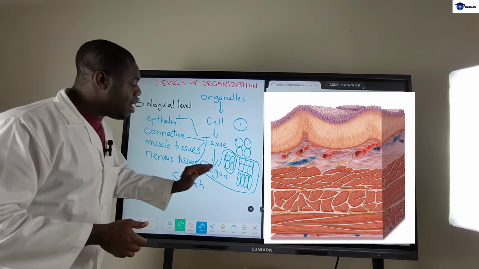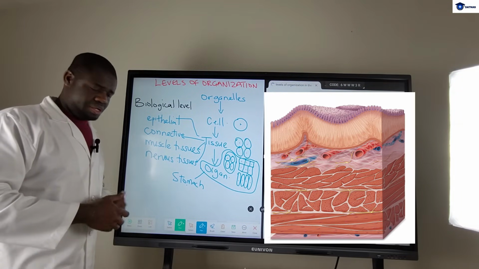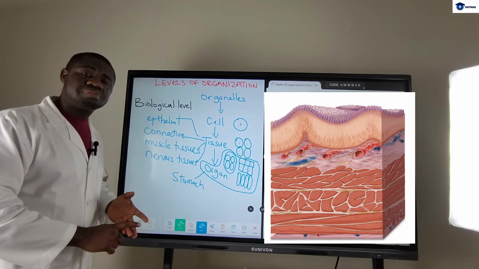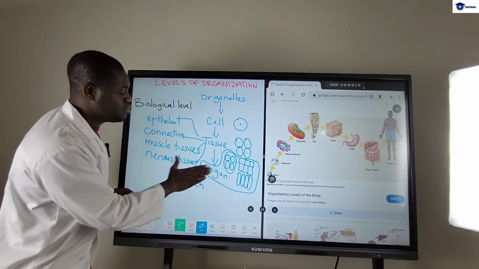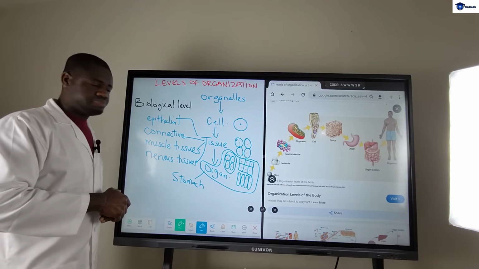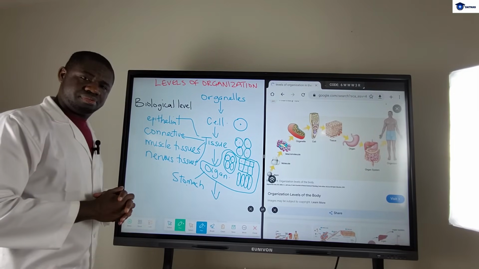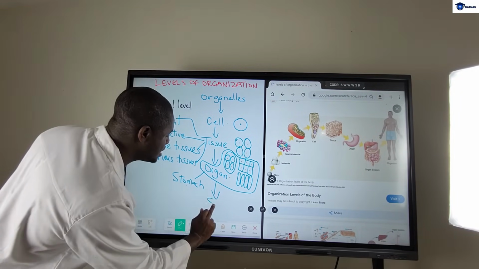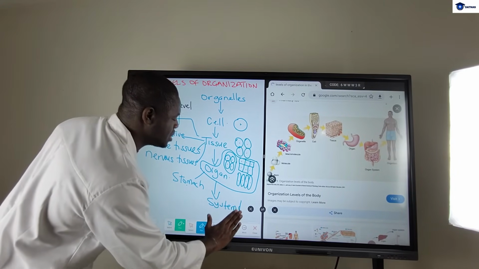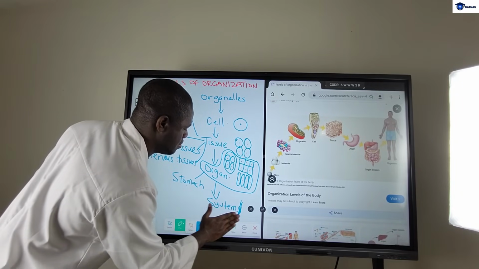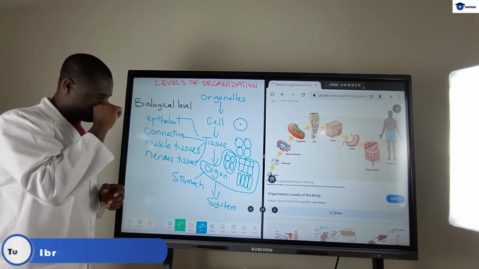Another example of an organ is the liver. We also have the kidneys, the heart, the lungs. All these are examples of organs. Now, two or more organs form a system. Two or more organs form a system.